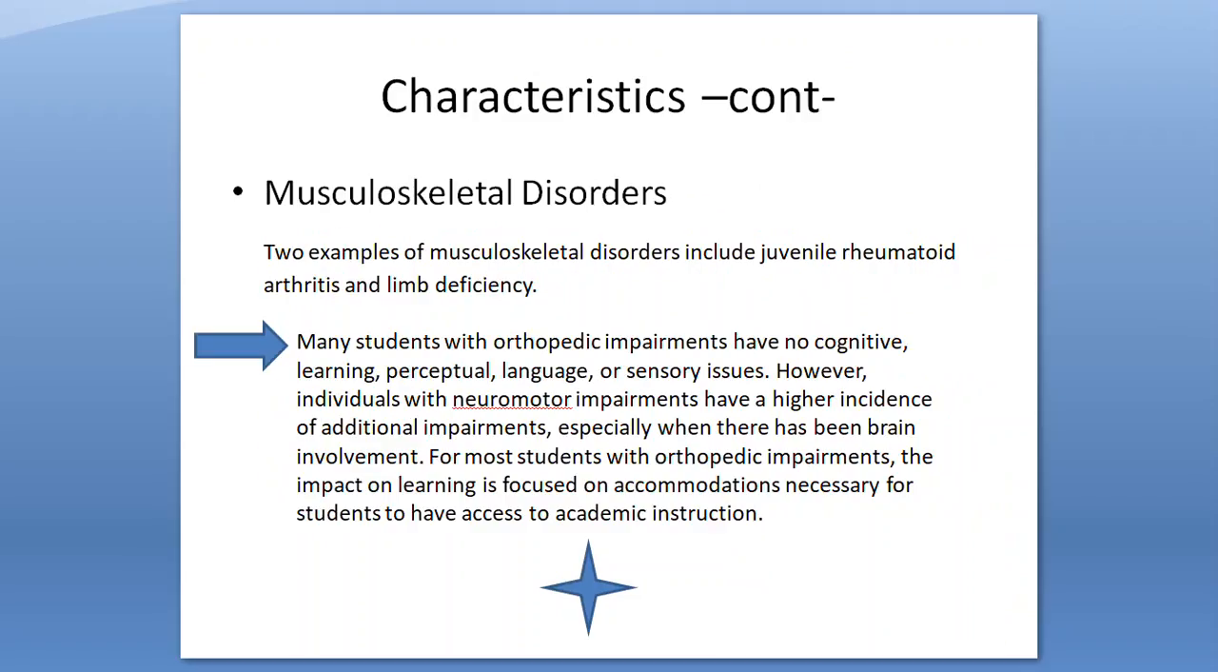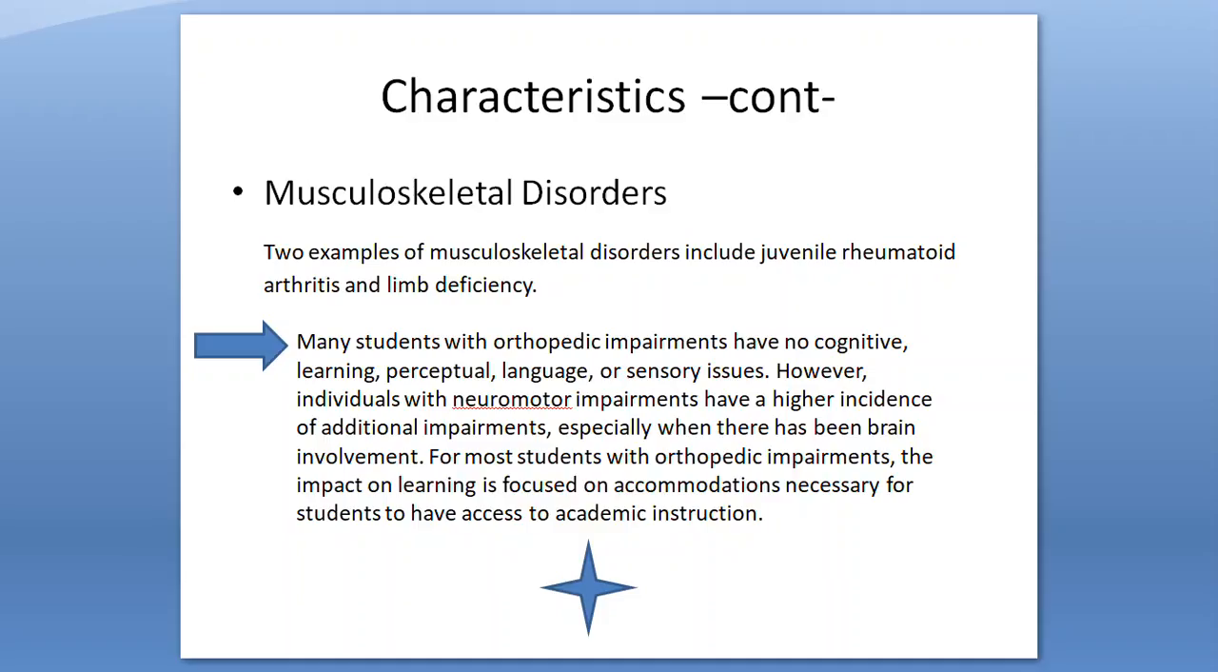Musculoskeletal disorders vary in levels of physical limitations with students. Two examples of that might be juvenile rheumatoid arthritis or limb deficiency.